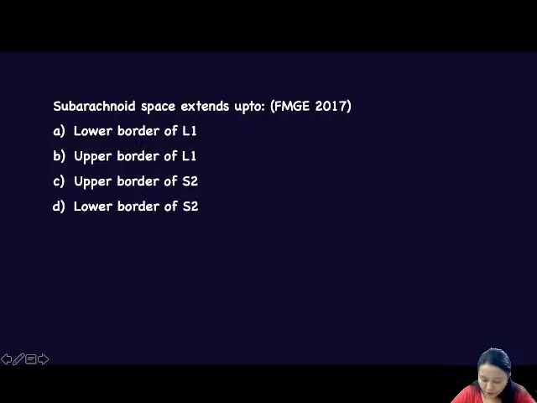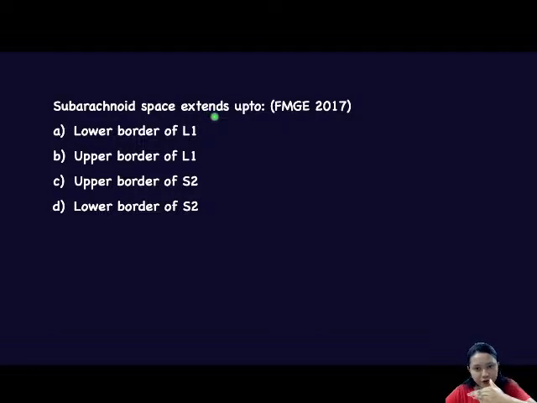Okay, now this is important because ये recent में भी आया है. In 2017 also, in the recent FMG also this came. So I want somebody to answer this. So a subarachnoid space, अभी हमने पढ़ा है. What do you mean by subarachnoid space?